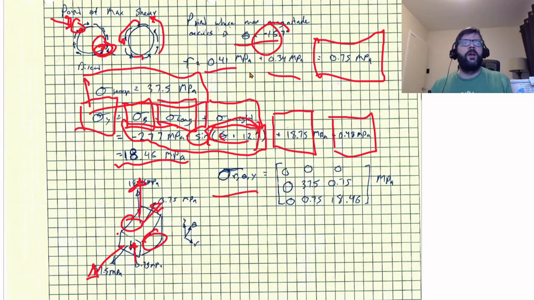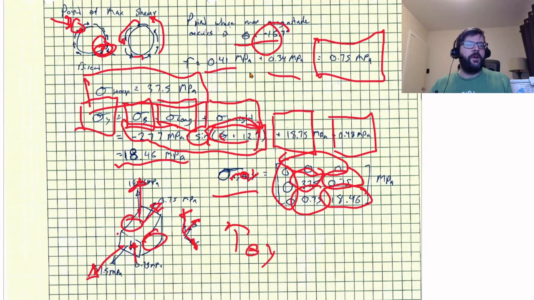So our stress state, in terms of the stress in the radius direction, the theta direction, and the y direction, so radius, theta, y: it's all zeros for anything involving the radius. For our theta direction, that's the hoop stress. For our y direction, that's that stress. And then for the shear, the tau theta y and the tau y theta, that's equal to 0.75 megapascals. So that's at that point.